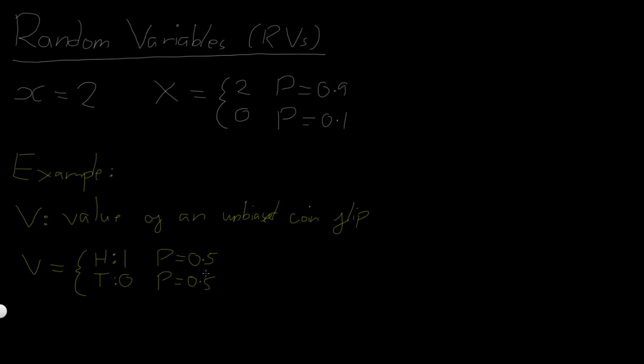Now you could take other random variables in this scenario. For example, the sum of the values of 3 consecutive coin flips. That would also be a random variable because we are uncertain of that value.